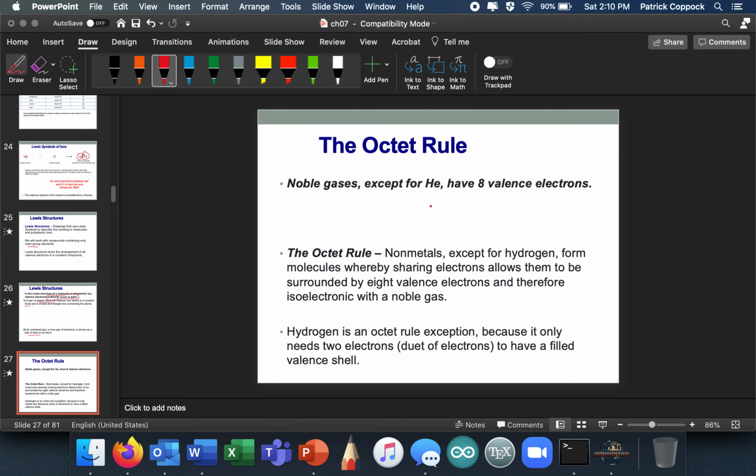All right, noble gases, except for helium, have 8 valence electrons. So a noble gas might be krypton, right? And we're going to go 1, 2, 3, 4, 5, 6, 7, 8. And now let's appreciate the octet rule. The octet rule says that nonmetals, except for hydrogen, form molecules by sharing electrons, which allows them to be surrounded by 8 valence electrons, and therefore isoelectronic with a noble gas. You see how this noble gas has got 8 valence electrons, right? So it's very comfortable. It doesn't want to make any bonds with anybody because it's got 8 electrons. Hydrogen is an octet rule exception because its outer shell only has a capacity for 2 electrons, and so we might say it has a duet of electrons.